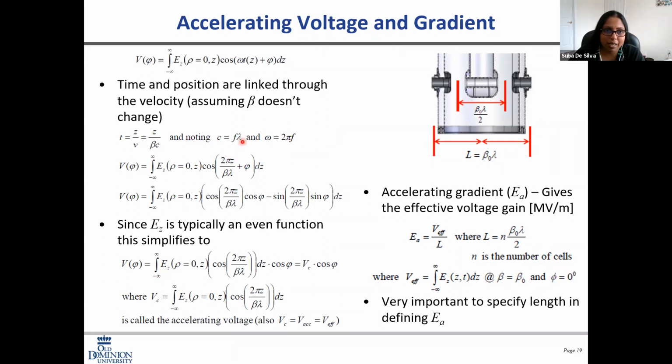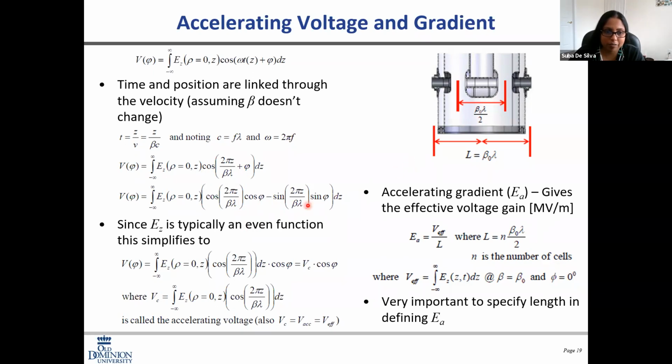So with varying beta, we know that the time and position are linked to the velocity. So we have this beta term in here. And in here, we also have the phase term to tie it to the time. And when you do the expansion, these are the terms that you have.